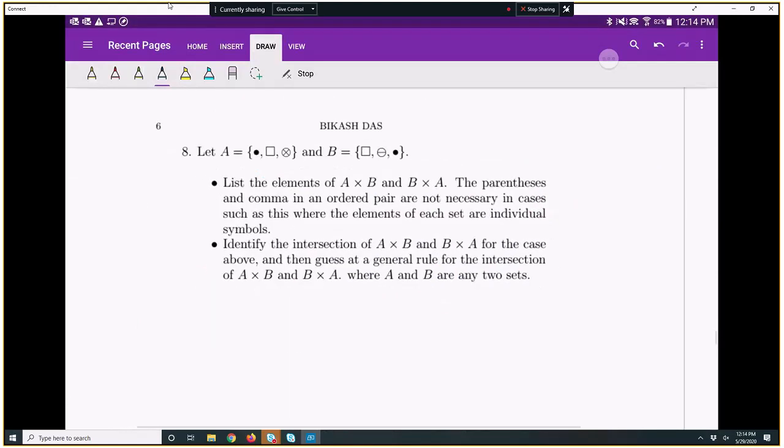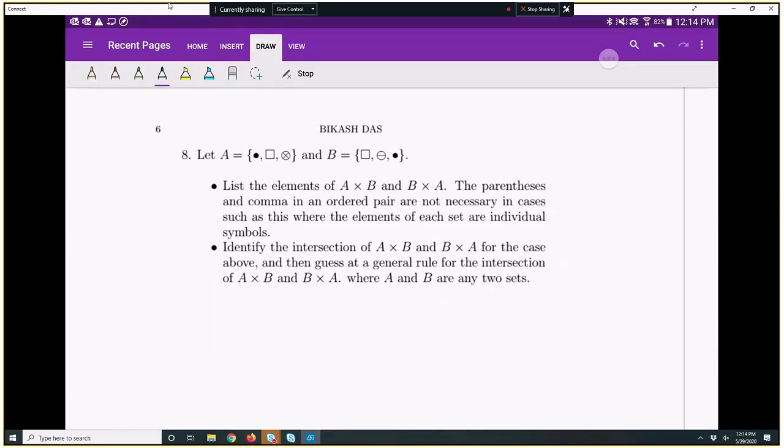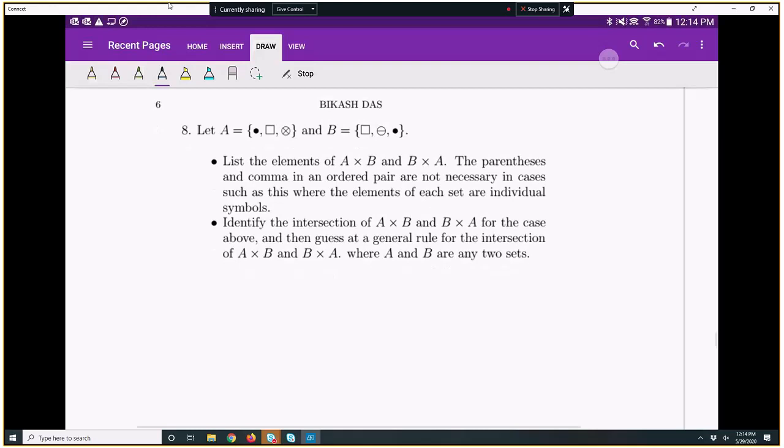The next question, again, we have sets containing non-numerical objects. We have a dot, a square, and a cross-looking thing. We're asked to list the elements of A cross B and list the elements of B cross A. The parentheses and the comma in an ordered pair are not necessary in cases such as this where the elements of each set are individual symbols.